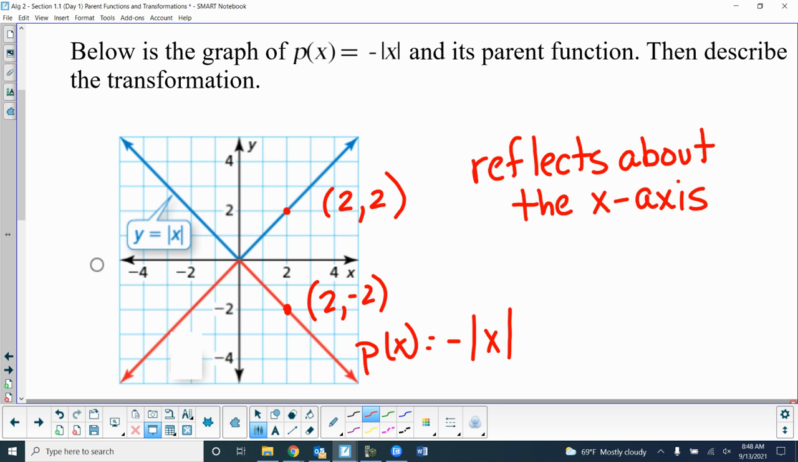What happens to the y value? It's just opposite, right? So it just changes the y value to its opposite. Okay? We'll talk more about reflecting about the y-axis in a couple days.